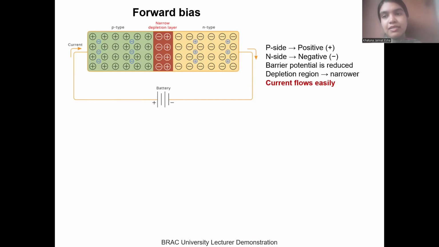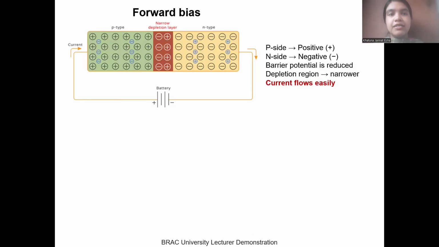Biasing normally means adding voltage to the PN junction. It's normally an external voltage, that is, a battery. If we connect the positive terminal of the battery with the p-type and the negative terminal of the battery with the n-type, then we get forward biasing of the PN junction. In this case, the positive terminal of the battery attracts the minority charge carriers, that is, electrons in the p-type, and the majority carriers, electrons in the n-type, get repelled by the negative terminal of the battery. Similarly, the positively charged holes get repelled by the positive terminal of the battery.